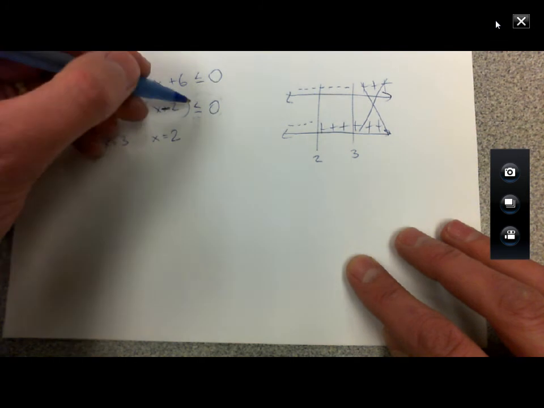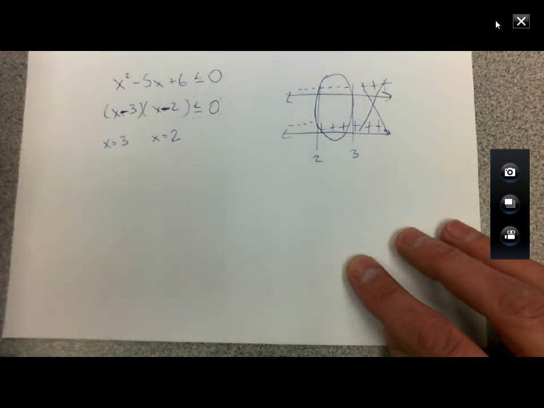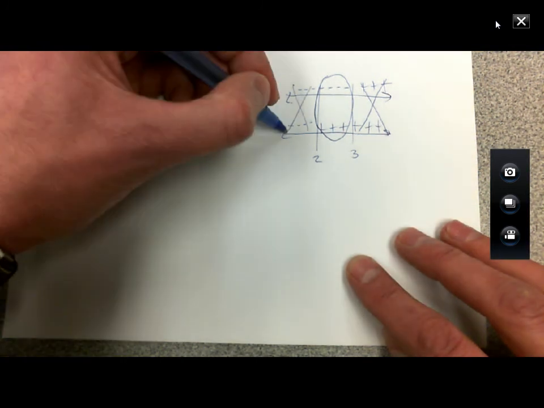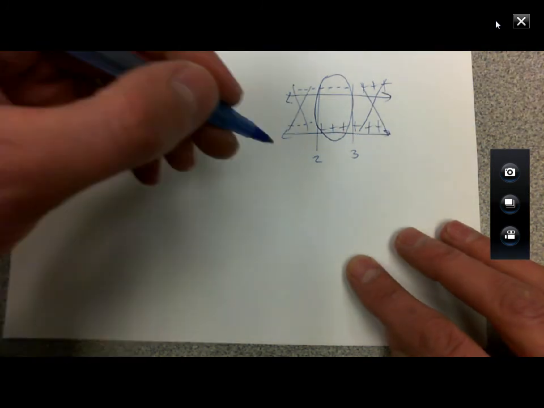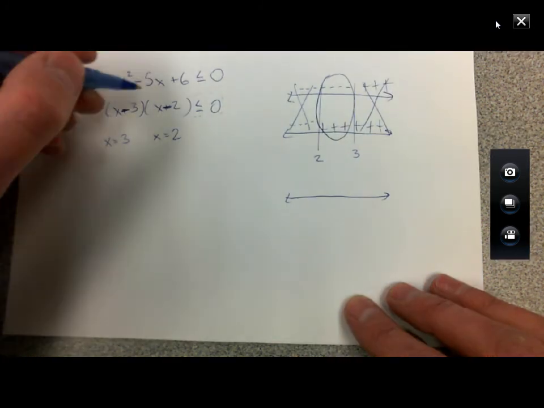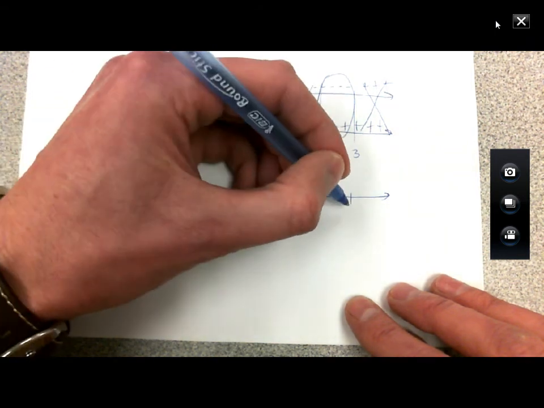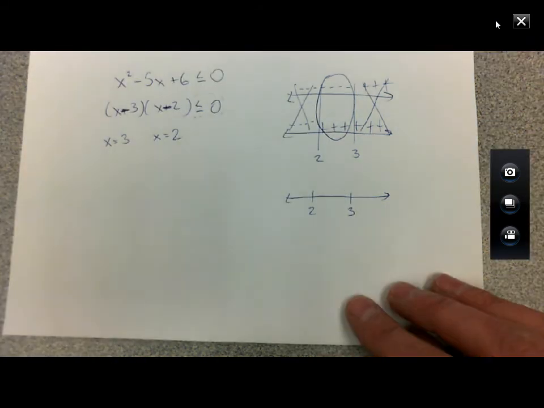A negative is less than 0. That'll work. A negative times a negative is positive. That's not going to work. So the only possible solutions for this inequality to work, where the product of these two is less than 0, is if I pick a number that's in between 2 and 3, like 2.5.